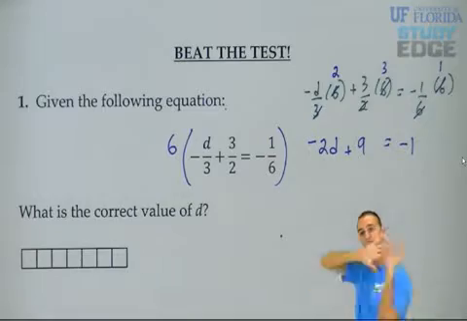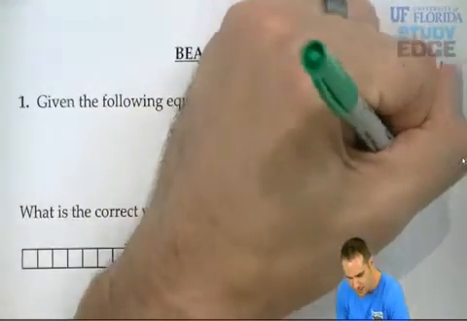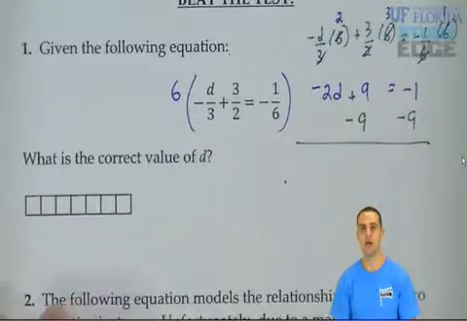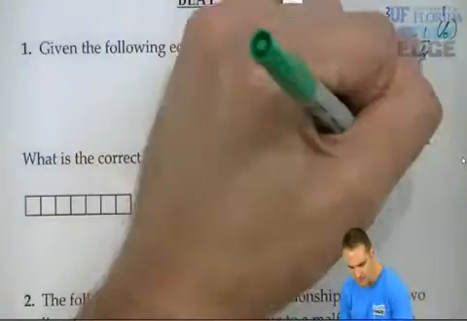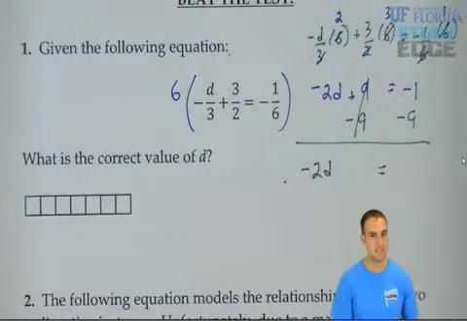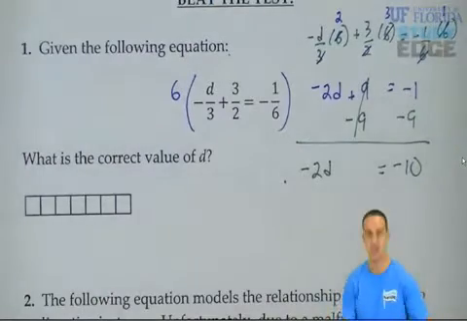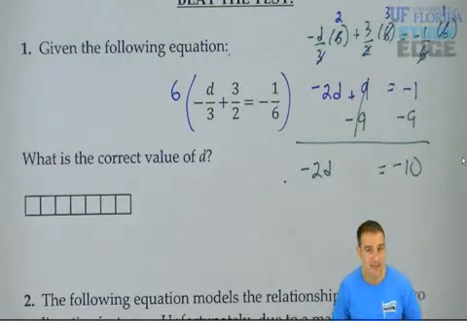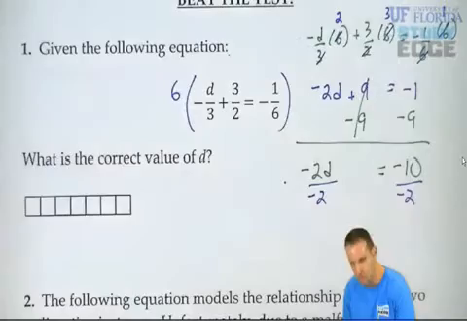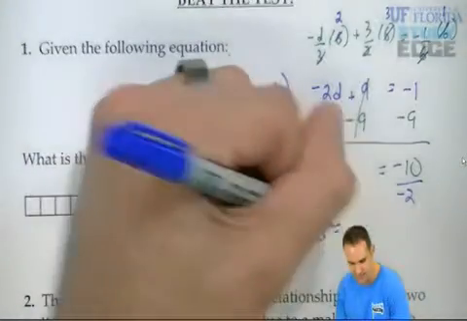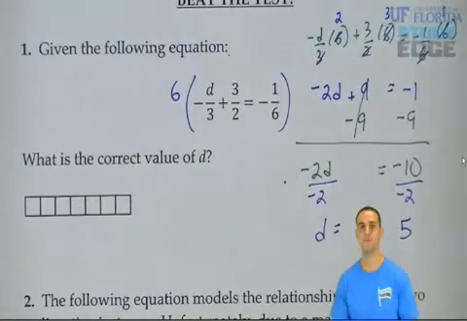We already have our variables on one side, so let's get our numbers to the other. I'm going to subtract 9 on both sides, and in doing so, I'll get negative 2d. 9 minus 9, cancel. Negative 1 minus 9 more will give you negative 10. And lastly, what do I divide by? I divide both sides by negative 2. So I get d equals negative 10 over negative 2, which gives you 5.